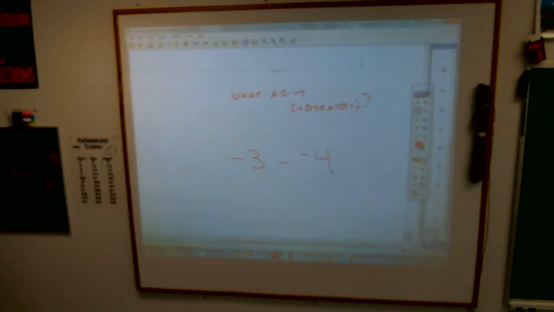Evelyn says, negative 7. Well, why would that be different than negative 3 plus negative 4? Wouldn't negative 3 plus negative 4 give you negative 7? So the minus can't be. Brant? 1. Why 1? Because negative 3 minus negative 4 would be going up 4. You're going up for it.